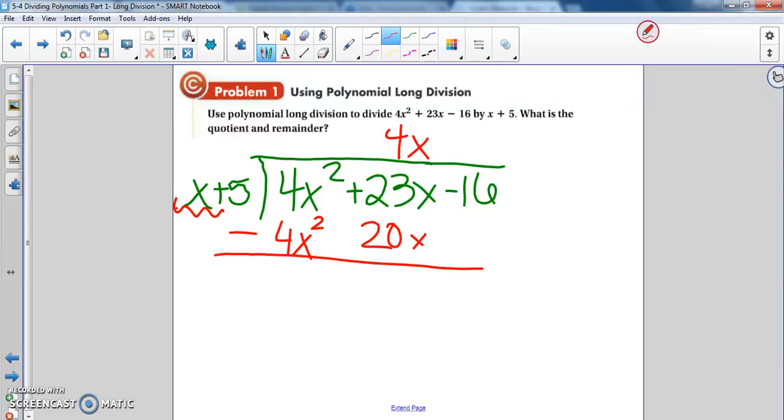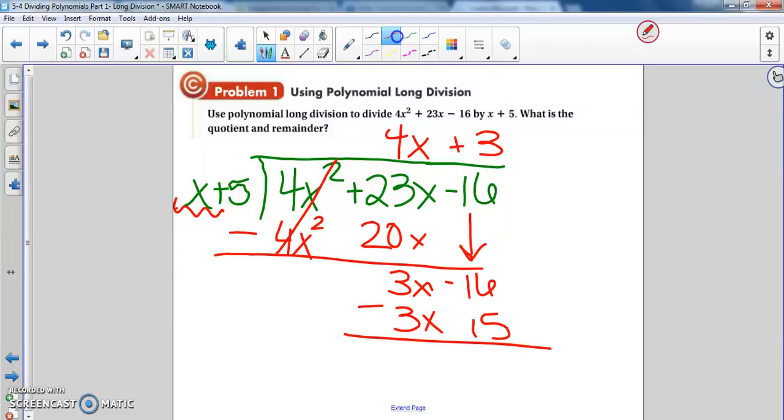I'm going to subtract these both. 4x squared minus 4x squared cancels. 23x minus 20x is 3x. I then bring down the minus 16. And I have what multiplied by x gives me 3x? So plus 3. 3 times x is 3x. 3 times 5 is 15, and I am subtracting them once again.